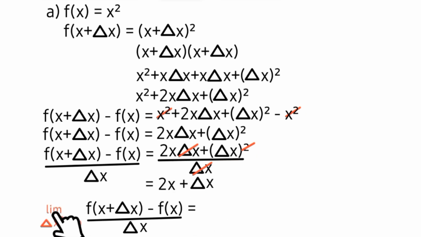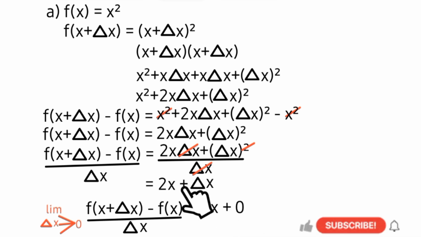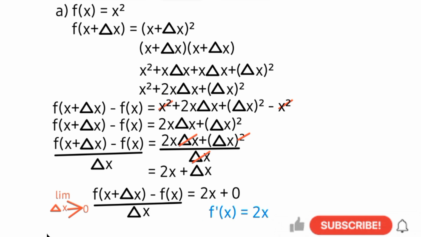Limit changing x tends to 0, that is on the right hand side the changing x is equal to 0, that gives 2x plus 0. So therefore the f prime of x, that is the derivative of x squared using the first principle, equal 2x. Now let's proceed to the second question.